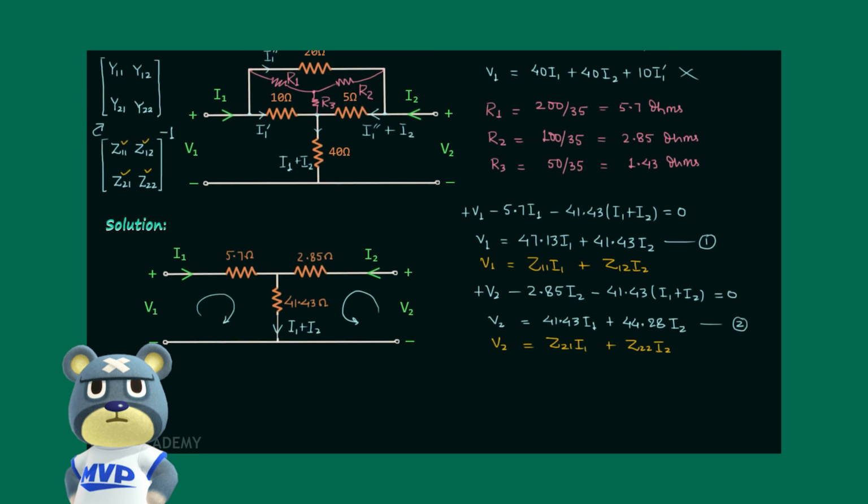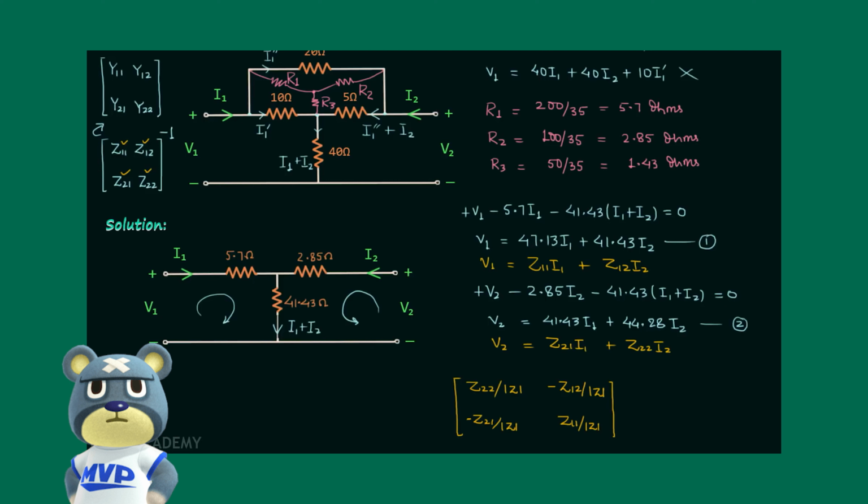In the previous lecture we saw that the admittance matrix will have the elements in terms of Z parameters as Z22 divided by the determinant of impedance matrix, then we have minus Z12 divided by the determinant, then we have Z21 with negative sign divided by the determinant, and finally we have Z11 divided by the determinant. So we will calculate the determinant of impedance matrix.